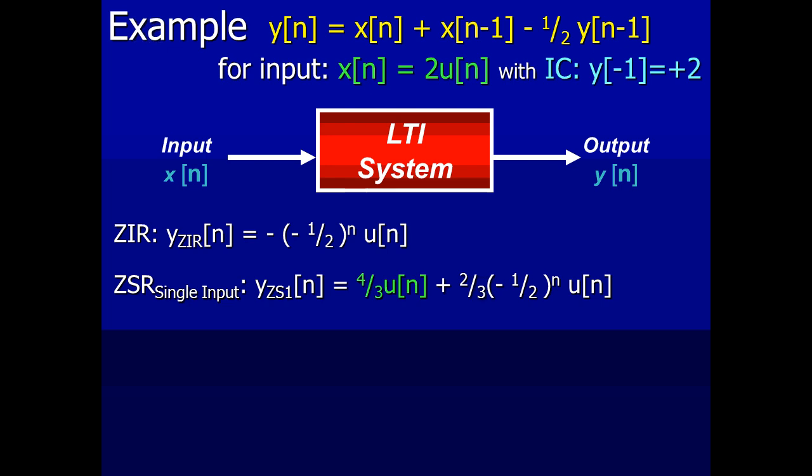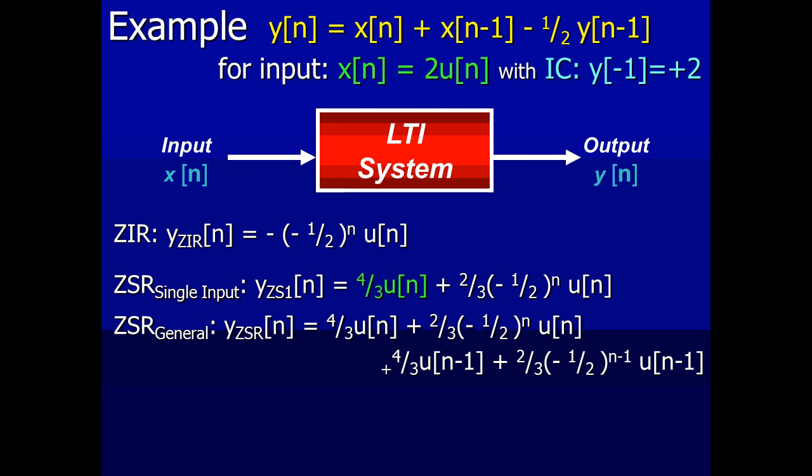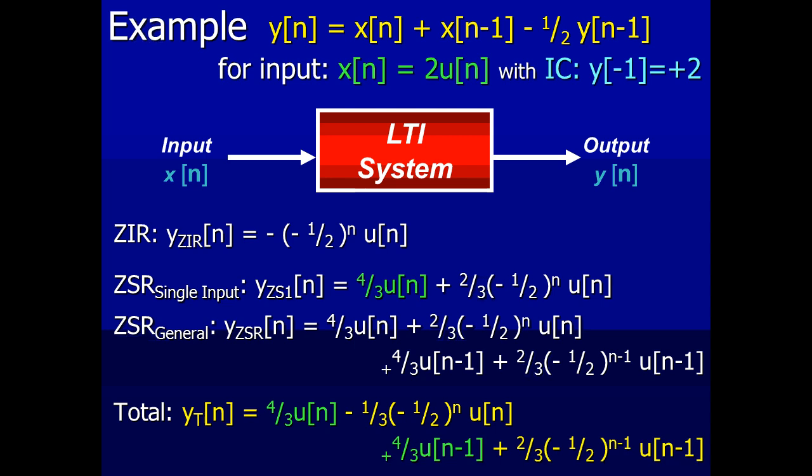Then using linearity and superposition, we were able to take that single input case zero state response and make it the response for the general case, the one that did include that plus x of n minus 1. And that gave us the following expression, which included a time-delayed version. And then to get the total response of the system, we added the general zero state response to the zero input response and got the total response. So that's in brief what we did, and last time we went through the mechanics.